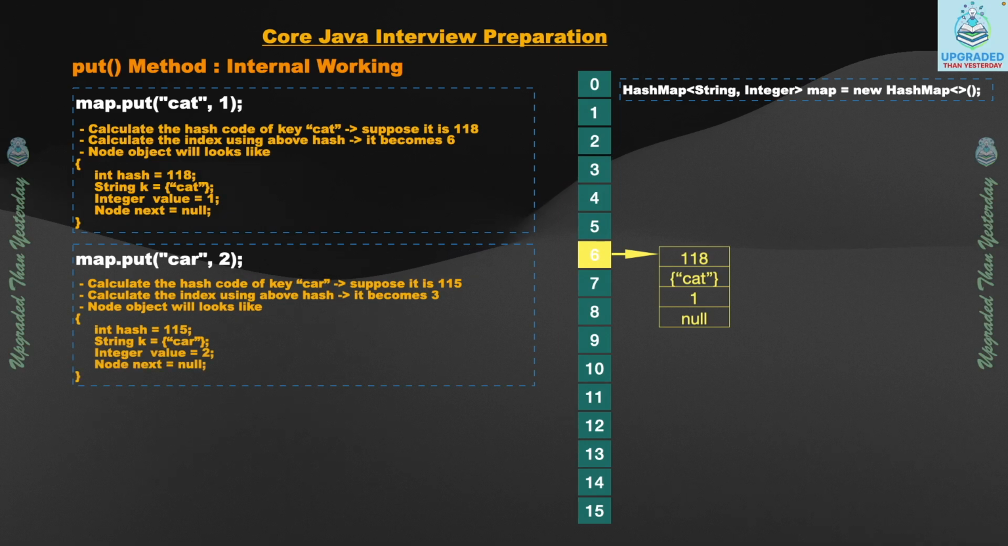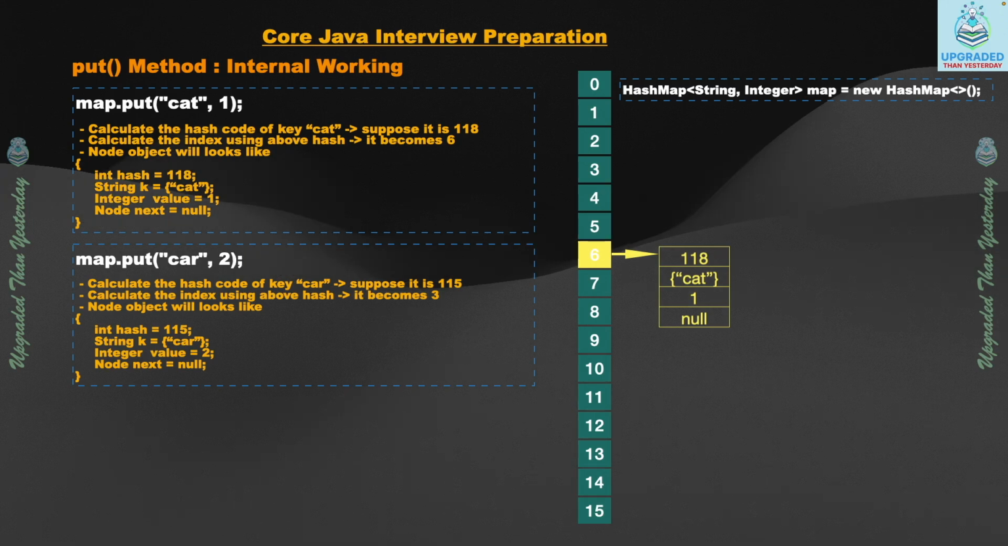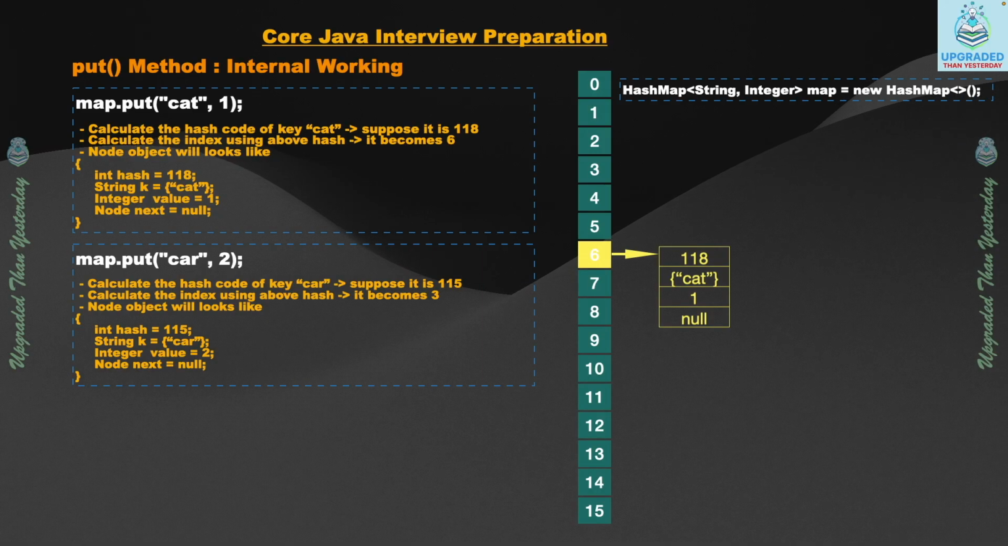Map.put key is car and value is 2. Internally, as we have already discussed, at first it will calculate the hash code for the key car using the method hashCode, and suppose the calculated hash code for the key car is 115. Then it will calculate the bucket position with the help of the calculated hash code. For the hash code 115, the bucket position will be 3. So the node object will look like: hash code is 115, key is car, value is 2, next reference will be null.